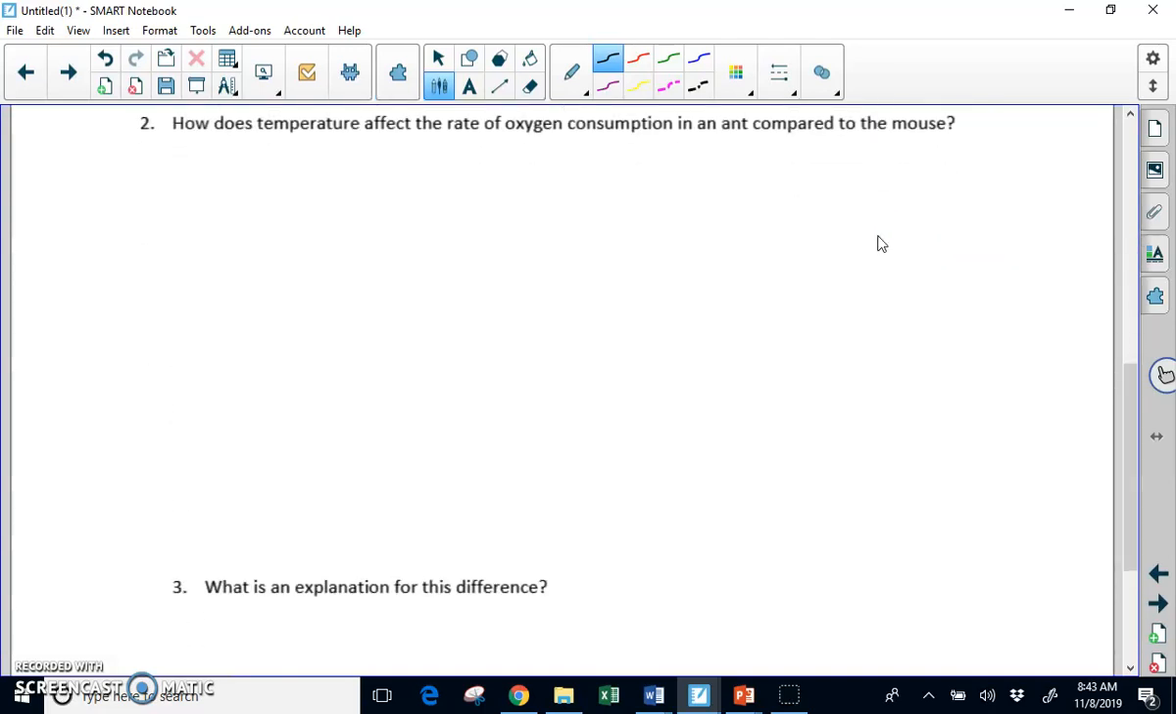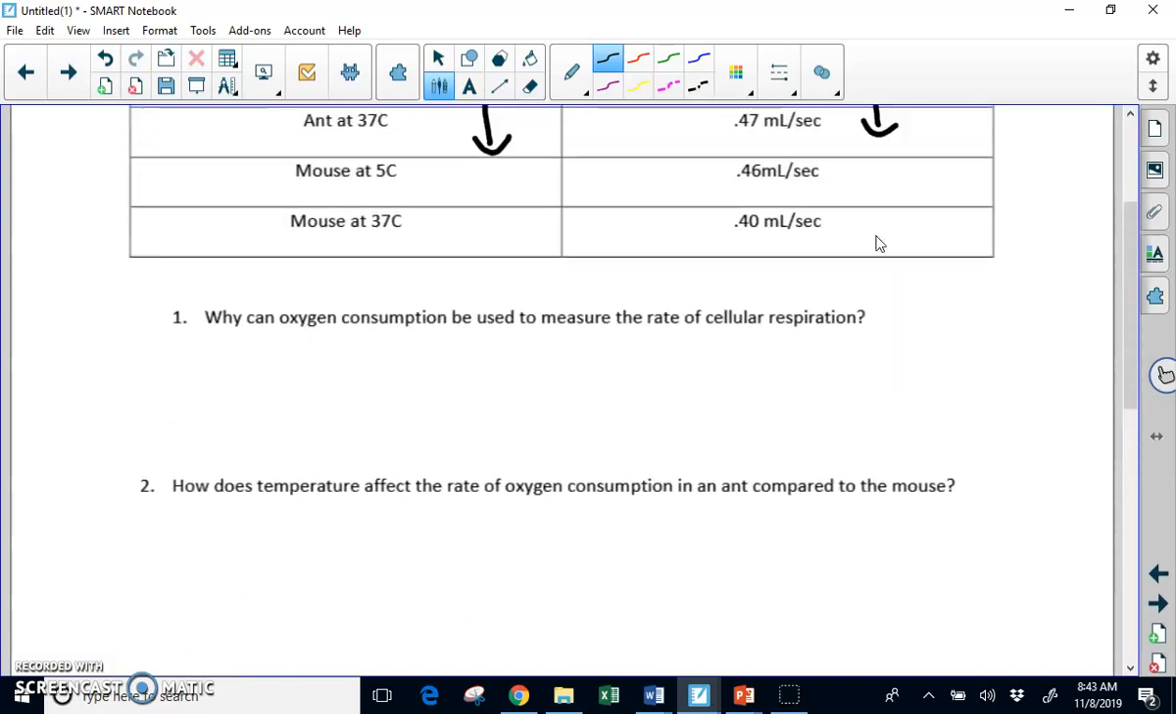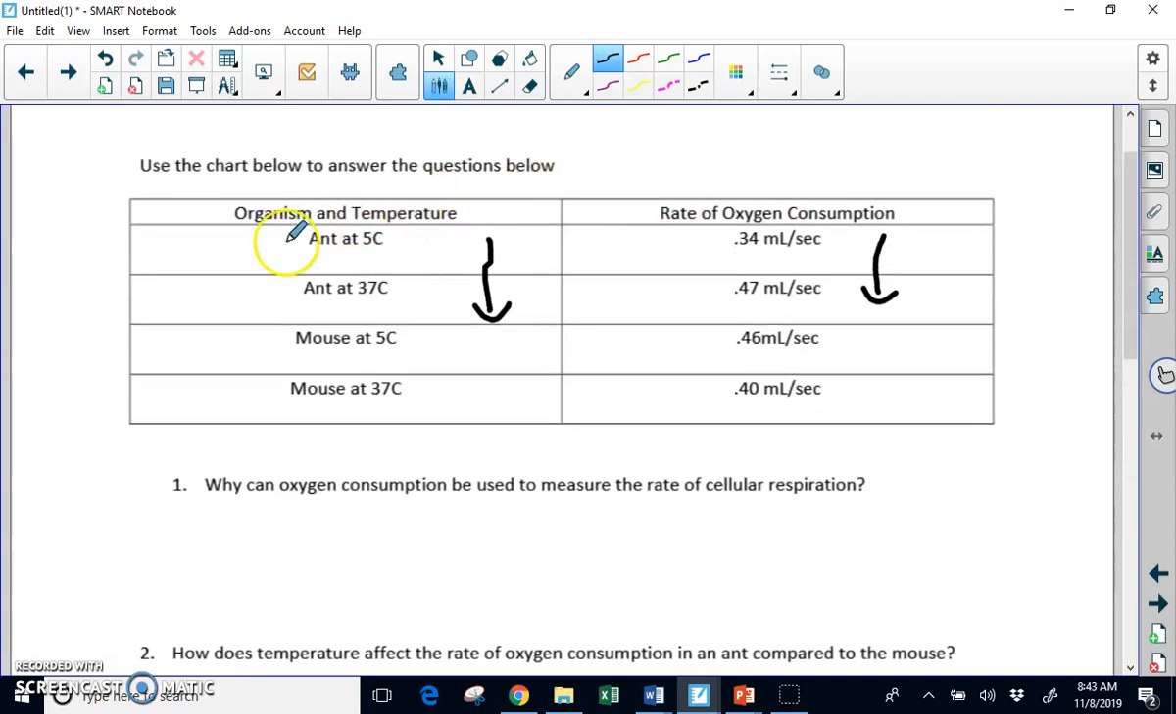And now we need to think about why. If you remember, ants are insects, so they do not regulate their body temperature. The rate of respiration is slower at lower temperatures because the molecules don't move as fast. If molecules don't move as fast, all the enzymes required to do cellular respiration, and the electrons in the electron transport chain, can't move as fast.